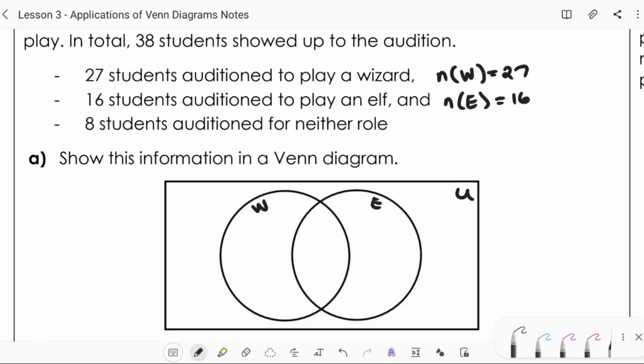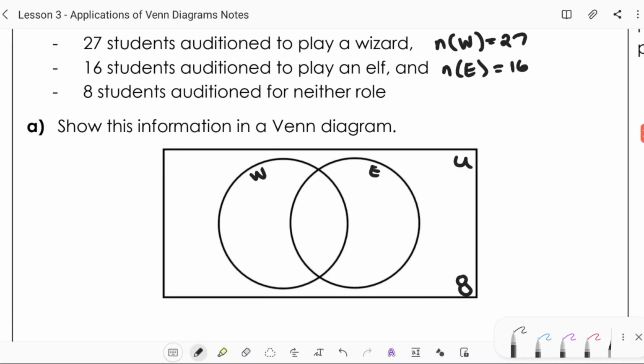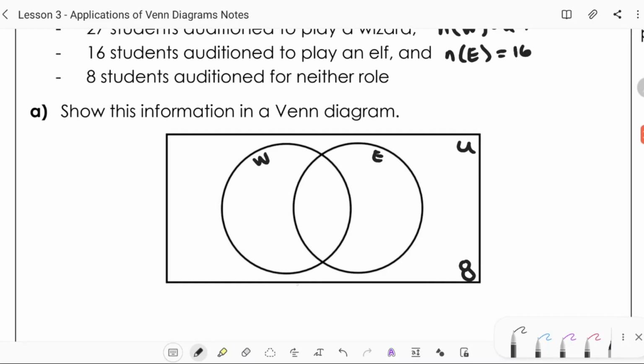8 students auditioned for neither role. Well, that's going to go out here off to the side because there's still students who showed up to the audition, but they just didn't audition for either role. So either they got too nervous, didn't audition for anything, or they auditioned for something else. This is a similar situation where they tell us how many students auditioned for each set, but they don't tell us the overlap. That's going to be the place where we start.